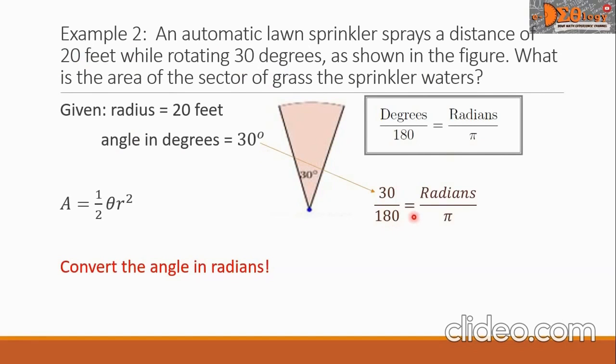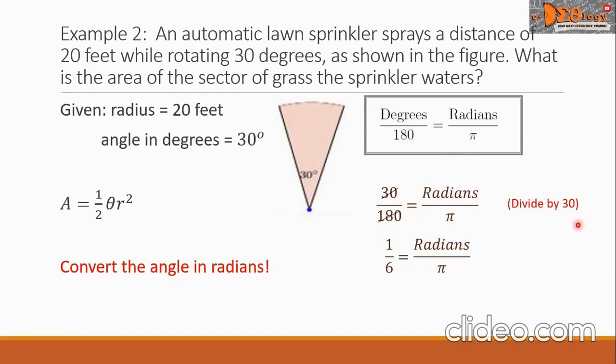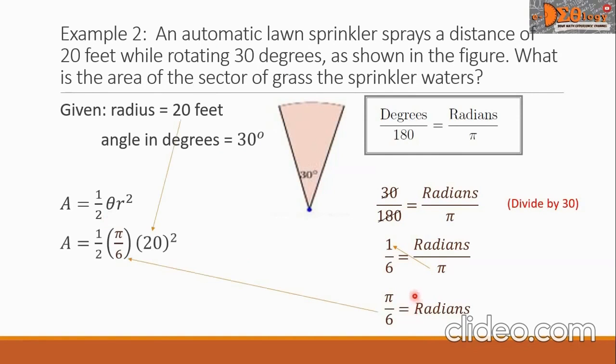30 over 180 equals radians over pi. Let us simplify our left-hand side. The 30 over 180, if we divide both by 30, it will be reduced to 1 over 6 equals the right-hand side is radians over pi. Now this pi we will cross multiply to the left-hand side. So 1 times pi will be pi over 6. This is the value of this 30 degrees in radians. We can now substitute the values in our area formula. So A equals 1/2, the theta. We will now use the value in radians, the pi over 6, times r square. Our radius is 20. So we put it here.